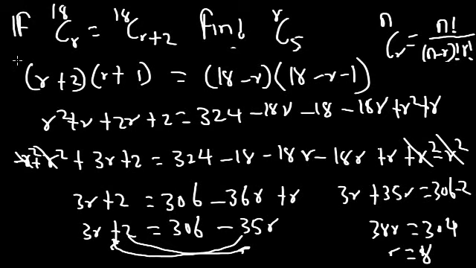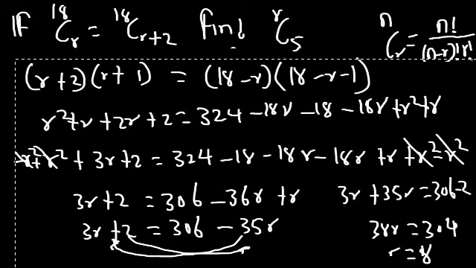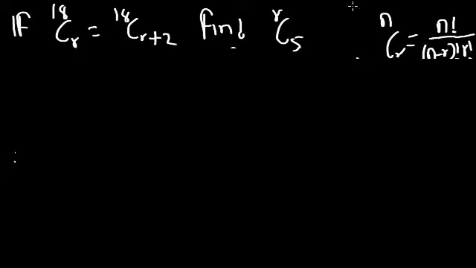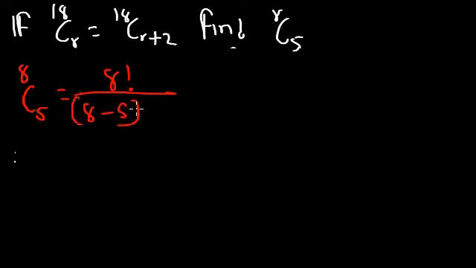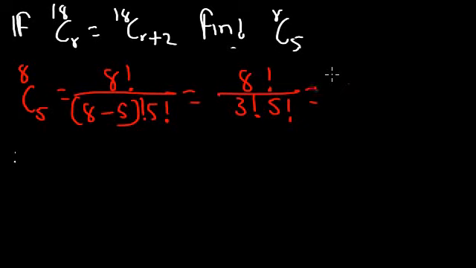So now let's evaluate what we are asked to find. We are asked to determine r combination 5. We got r to be 8, so we are finding 8 combination 5. So that will be 8 factorial, all divided by 8 minus 5 factorial, then 5 factorial. If we simplify that, that will be 8 factorial, all divided by 3 factorial, then 5 factorial. So let's break that in pieces.